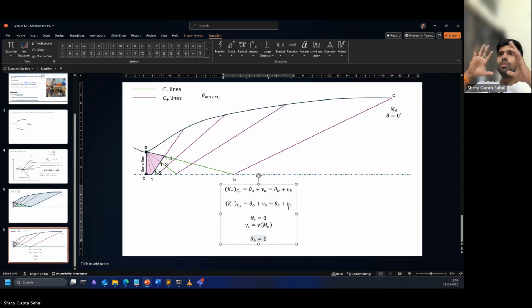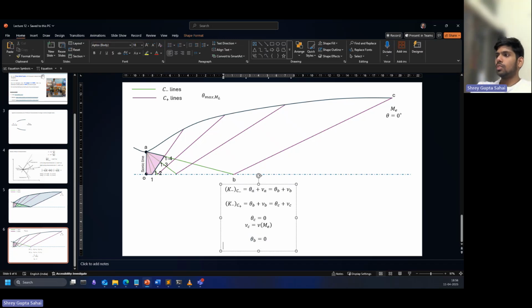So first of all, see what is happening in the nozzle. The sonic flow sees a sharp corner at the throat, and that is the cause of the entire expansion that is happening. All the C minus lines emerge from there. There is no other point of disturbance, and then it hits the center line and so on. So basically, theta b is 0. Then at the center line, the flow has to be constant.